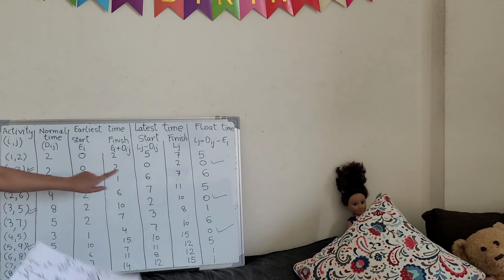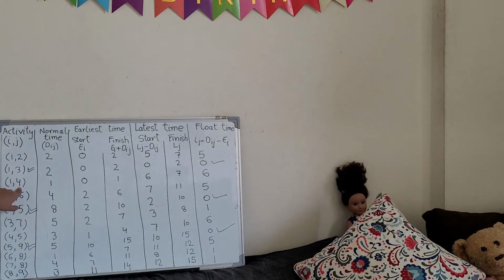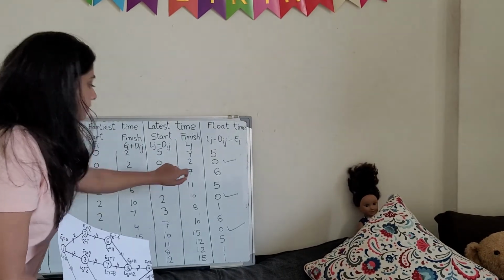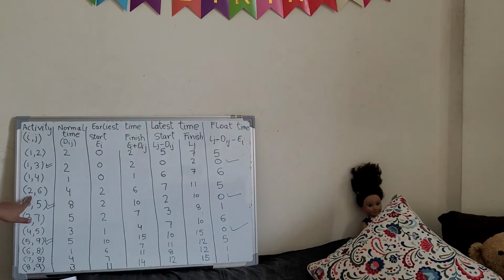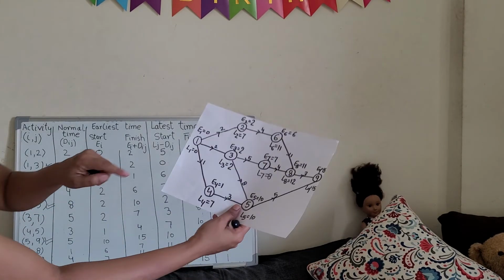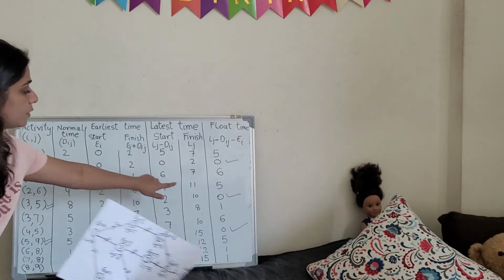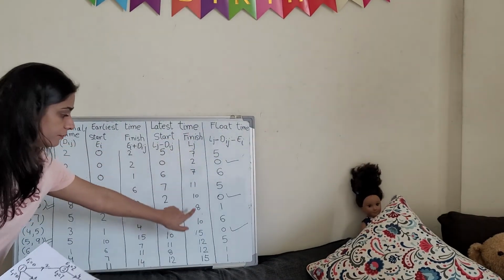Correct? Now for the next activity, 1 to 4, Lj will be L4, and we will check L4. L4 is 7. So we wrote here 7. Got it? Now next for 2 to 6. Lj will be L6. So we checked L6 here. L6 how much? 11. And we wrote here 11. So the finish column we have done.